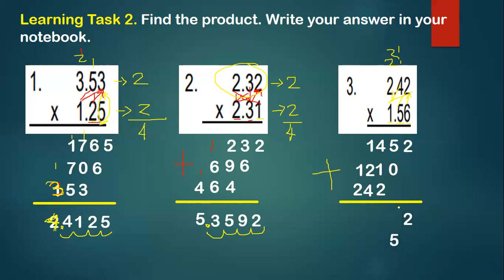Okay, and then 5 plus 0, that is 5. And then 4 plus 1 plus 2, and that is 7. And then 1 plus 2 plus 4, that is 7 also. And then 1 plus 2, and then that is 3.